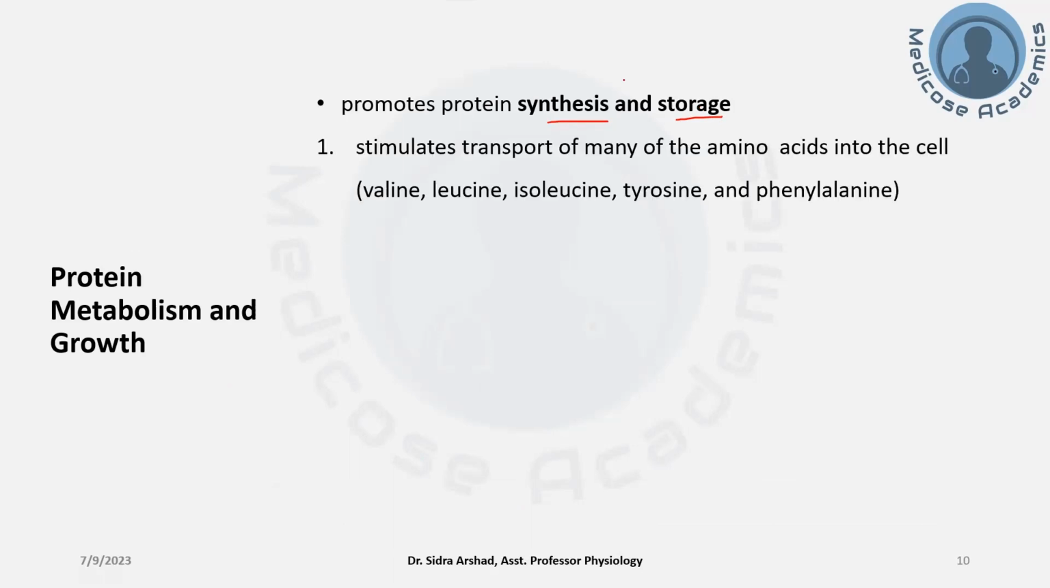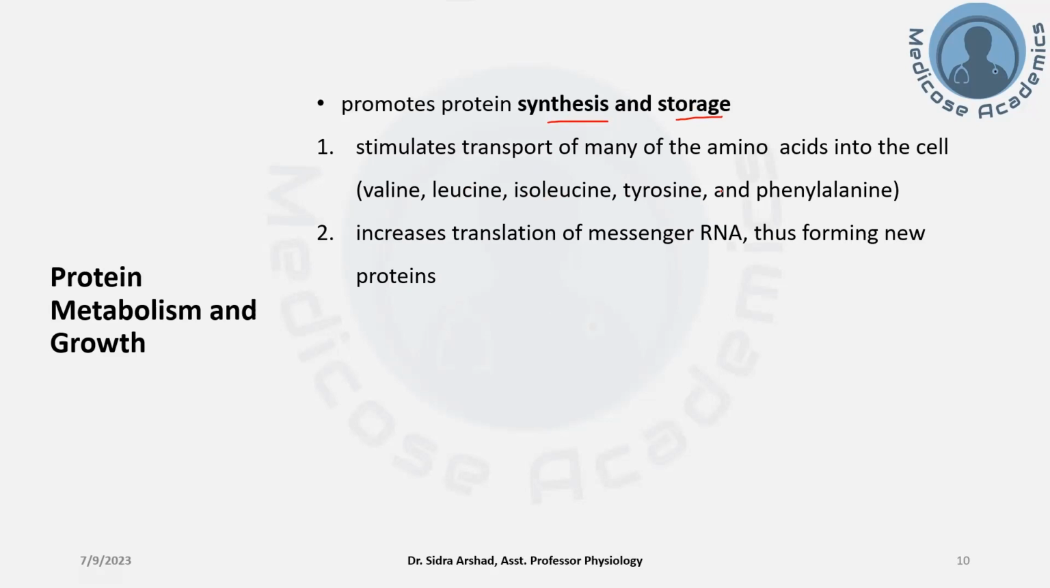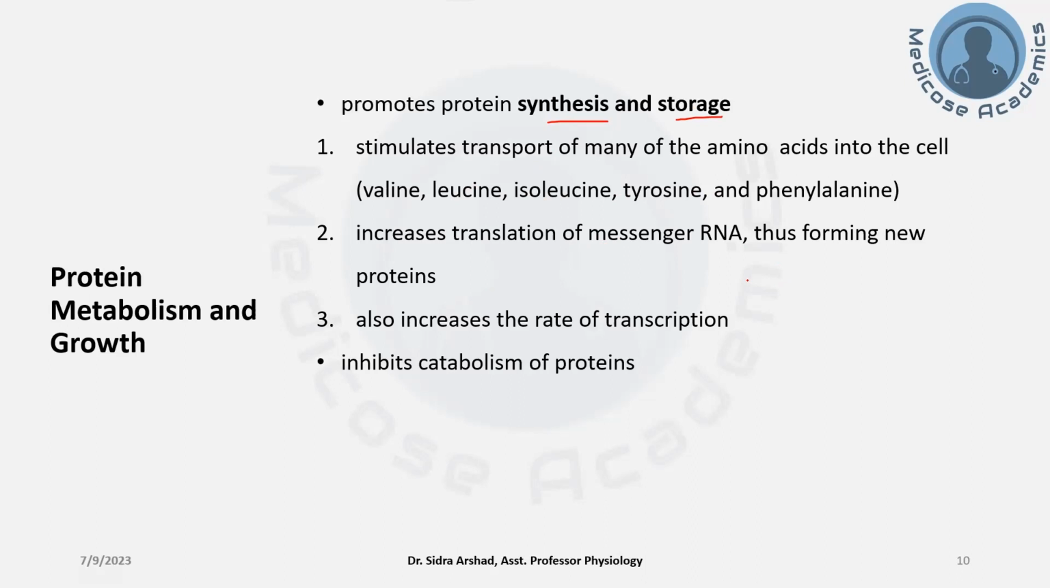So insulin brings about the following effects on protein metabolism. It stimulates transport of many of the amino acids into the cells, for example, valine, leucine, isoleucine, tyrosine, and phenylalanine. It increases translation of messenger RNA, thus forming new proteins. It also increases the rate of transcription, both processes which are involved in protein synthesis. These are facilitated by insulin. It inhibits catabolism of proteins. So it is preventing the catabolism of proteins, facilitating the synthesis of proteins and causing their storage inside of the cells.